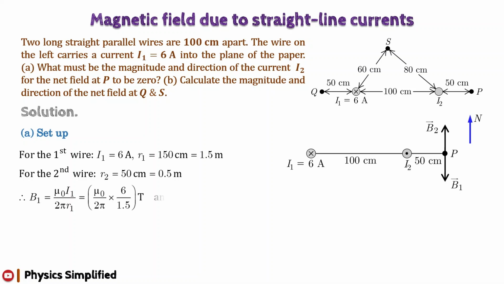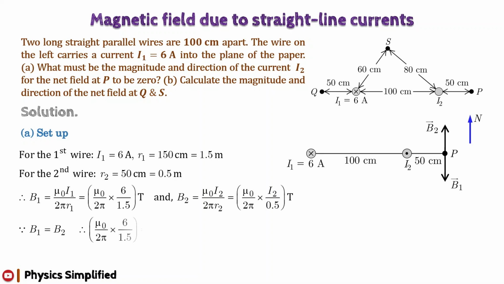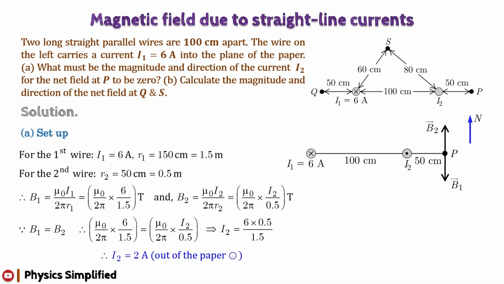By using the expression of the magnetic field due to a long straight current carrying wire, we get the expressions of B1 and B2 as follows. The unit for both the magnetic field is Tesla. Since B1 is equal to B2, hence, equating the two expressions and simplifying, we get I2 is equal to 2 amperes. So, the magnitude of I2 is 2 amperes and it is directed out of the paper. This is the answer to the first part of the problem.